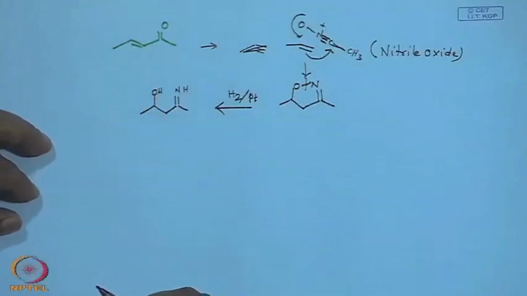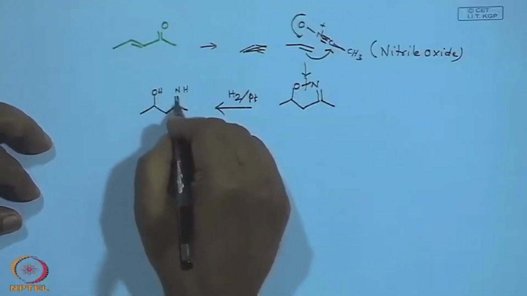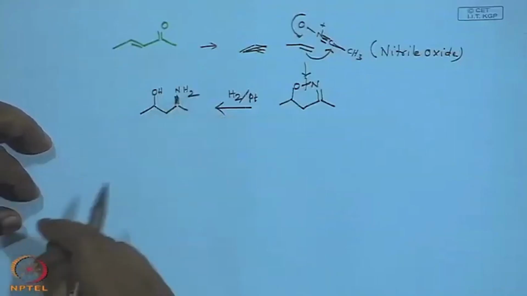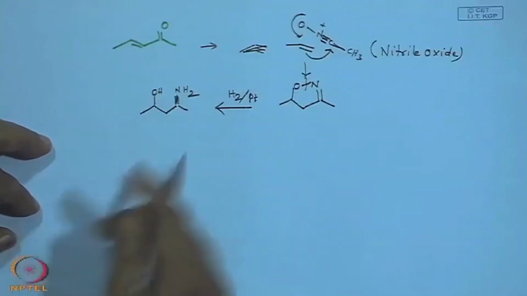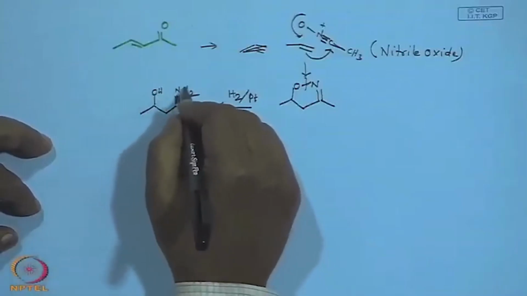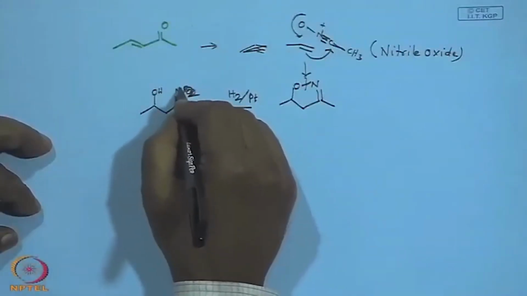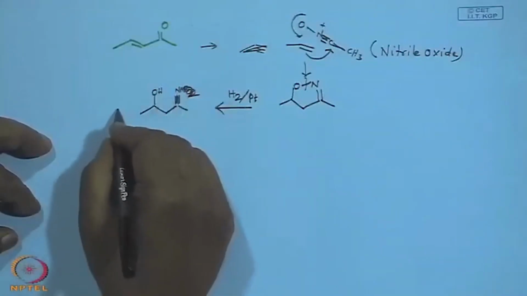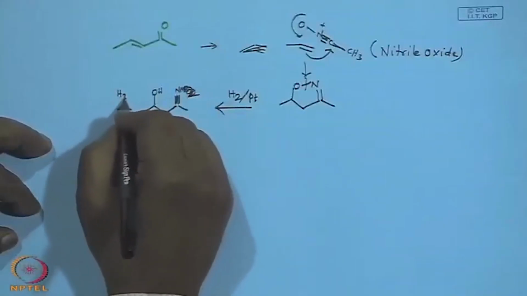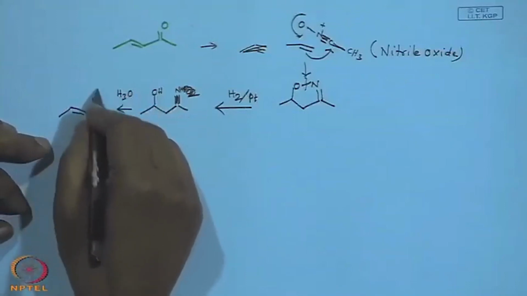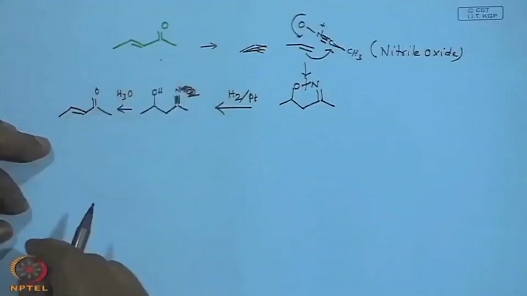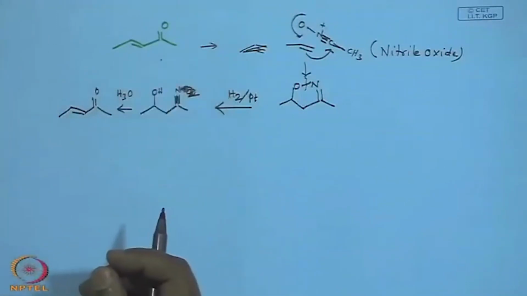Sorry, it should be I think this NH2 and H2. Sorry, it should be double bond NH. Now, if you just hydrolyze, what will you get? You will get the one we started with. This is basically an alternative.